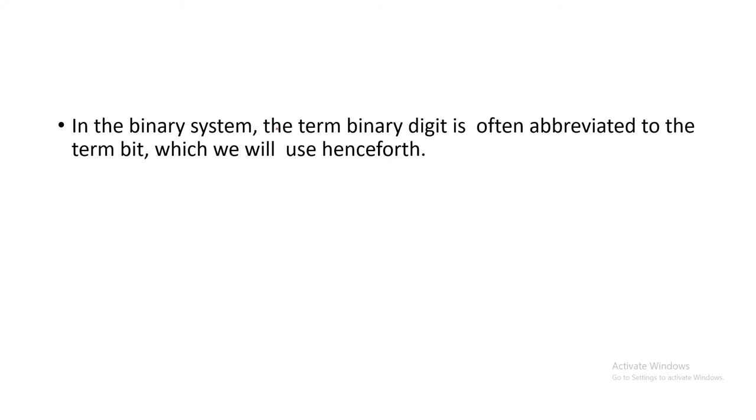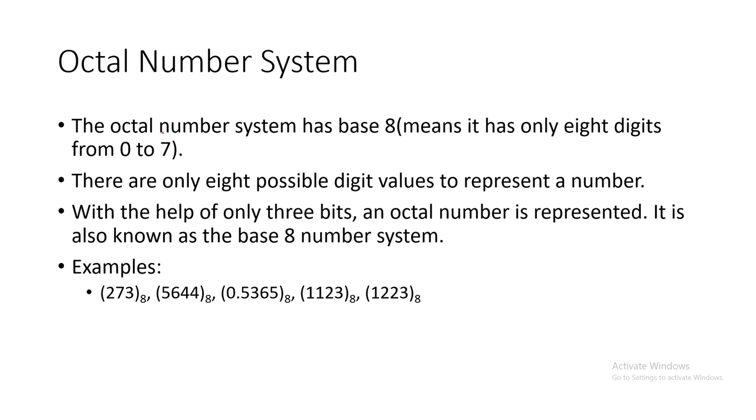In the binary system, the term binary digit is often abbreviated as bit. So the symbols that are used in binary are termed bits. In decimal they are called digits, but in binary they are called binary digits. In short form, it is called a bit. So 0 and 1, these are the bits, not the digits. It's a general concept.